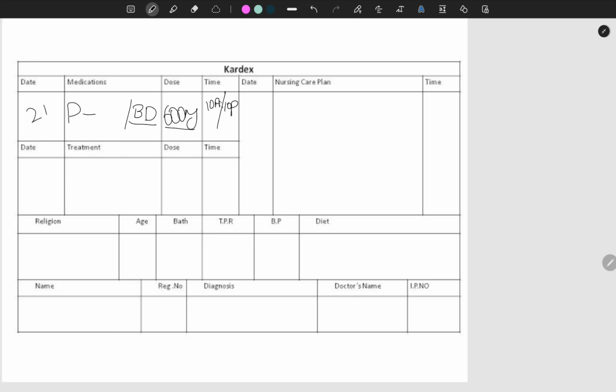The next one is the nursing care plan column. In this column you will see the nursing care plan. First one is the date. Same as here, you have to write the date, month and year, and then you need to write about the patient's care.